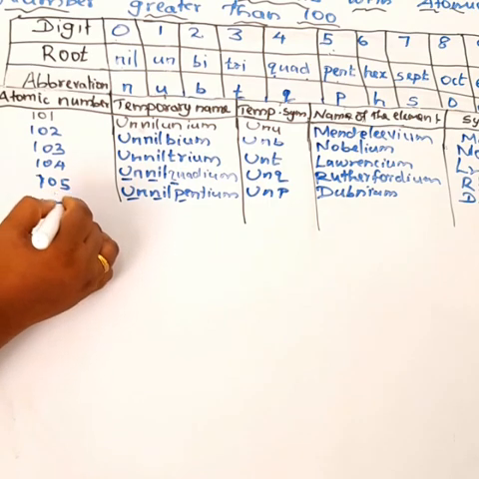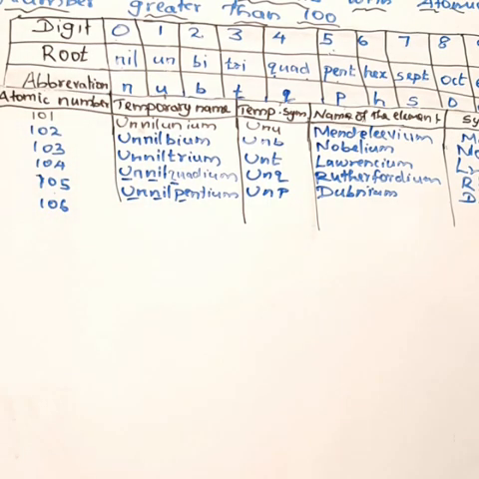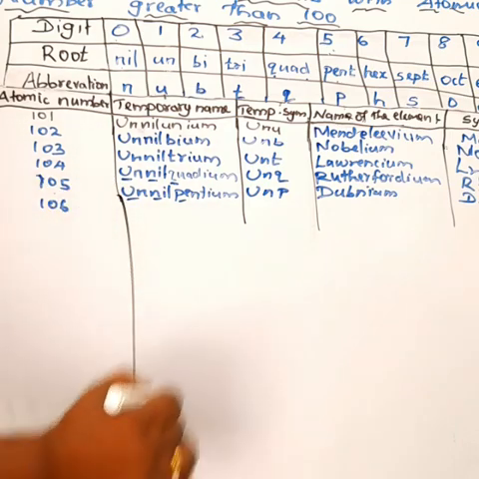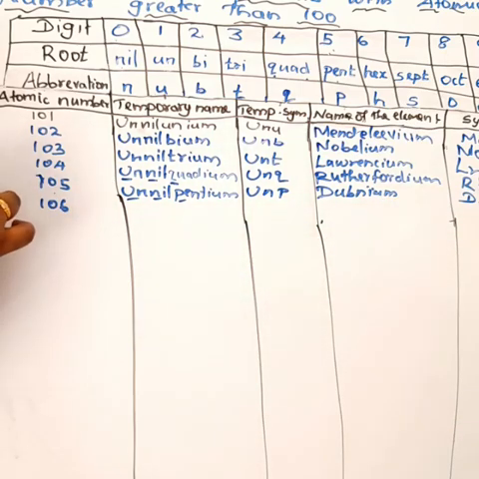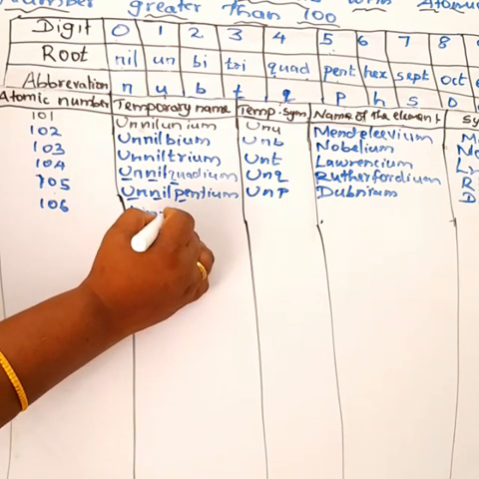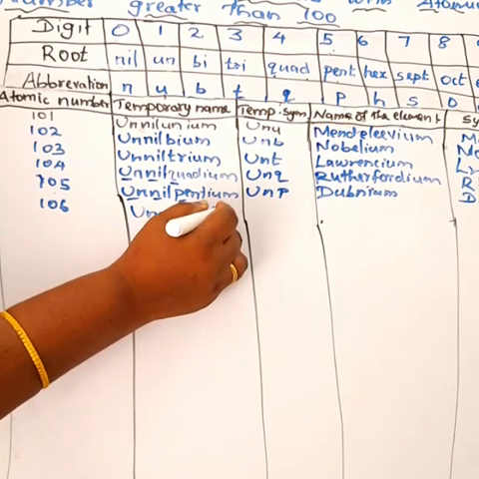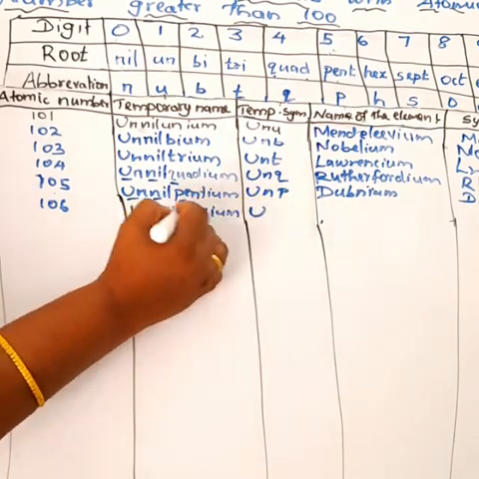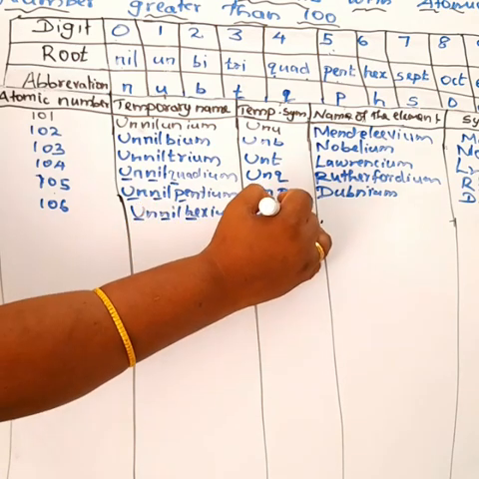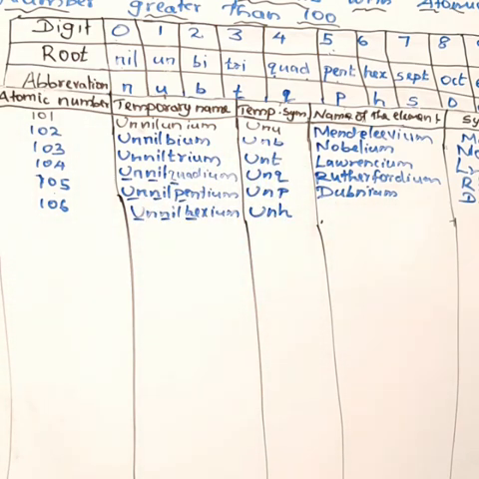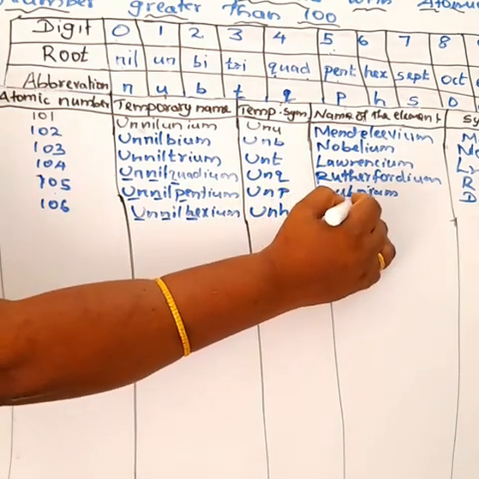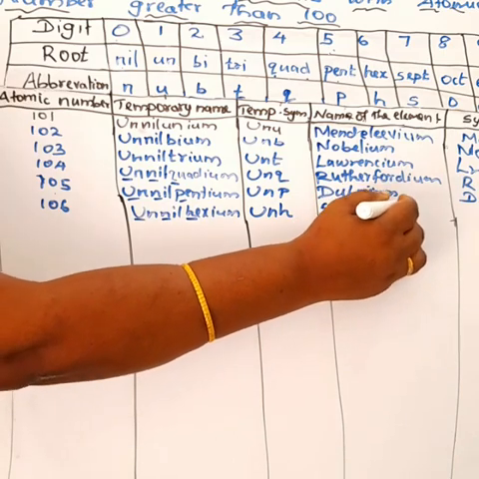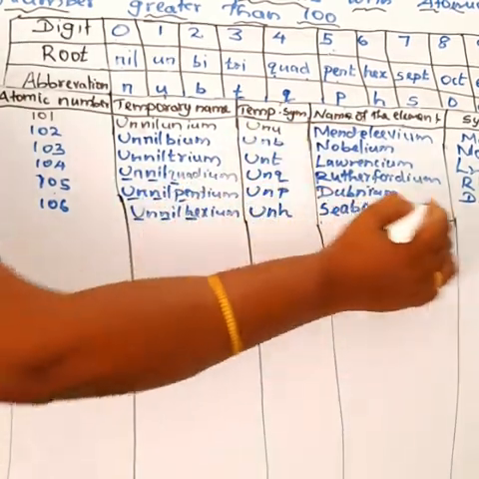And 106. What is the temporary name here? For 1, what is the numerical root? Un. Okay. And nil for 0. And what is the numerical root for 6? Hex. Okay, hex, and ium as the suffix, and the temporary symbol U for un, N for nil, and H for hex. Okay. What is the name of the element? 106 atomic number. Seaborgium. What is the symbol? Sg.